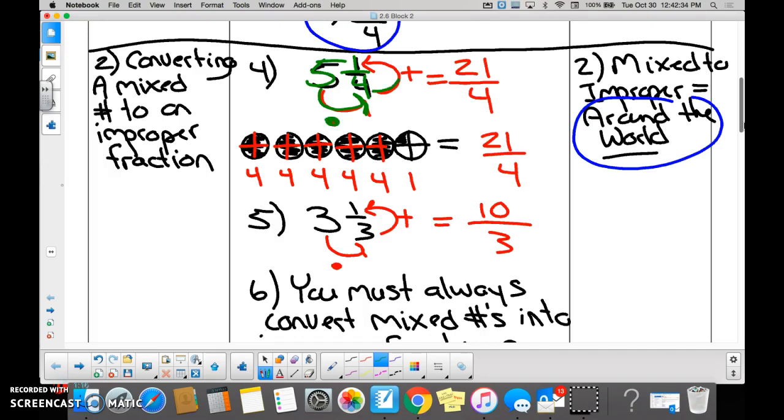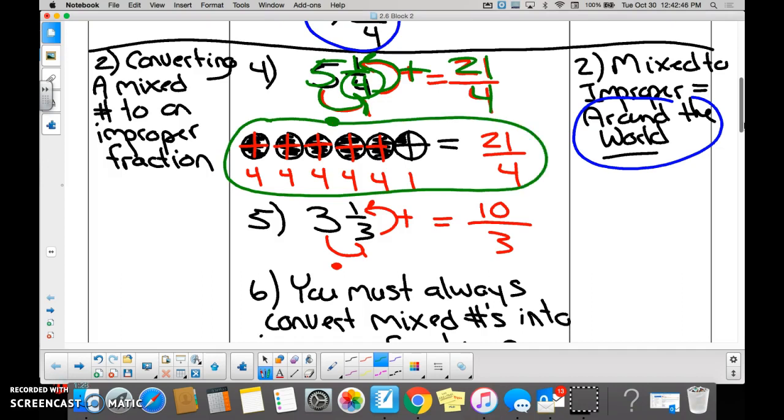So what is 5 times 4? 20. And then we add the numerator to that. What is 20 plus 1? 21. So we have 21 what? We have 21 fourths. And here was our brilliant conversion, like why it works, right?